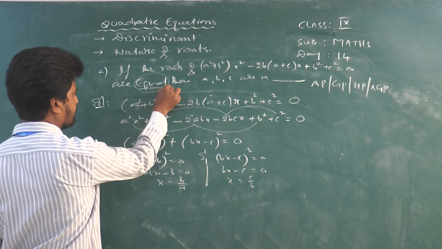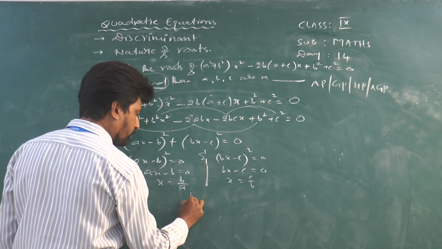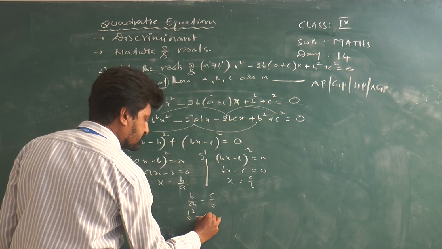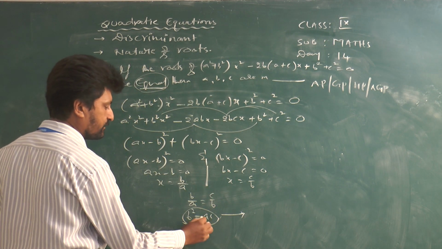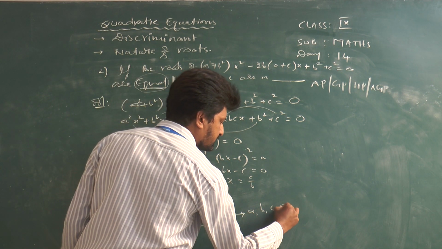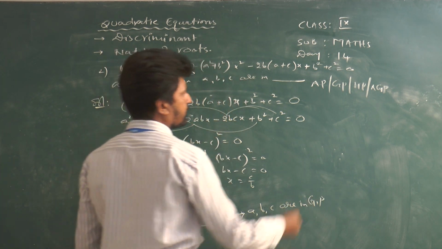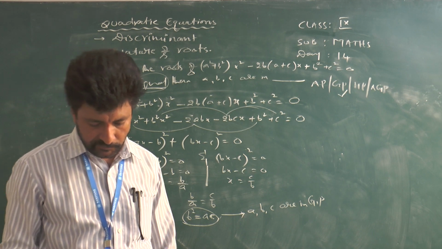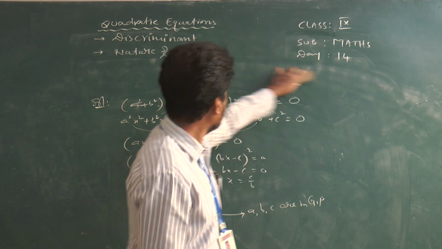And he said that the roots are what? Equal. That's why these two roots must be equal. Now b by a is equal to c by b. Do cross multiplication. b square is equal to ac. If b square is equal to ac happens, then what is the condition for this one? This represents a comma b comma c are in geometric progression. Now the second option is correct. Next. See next one.